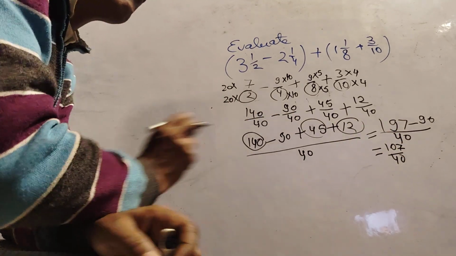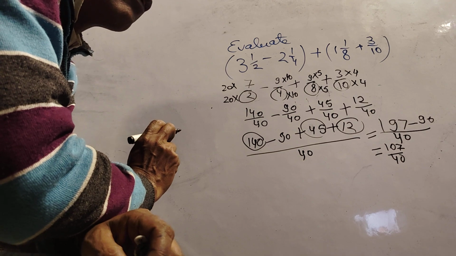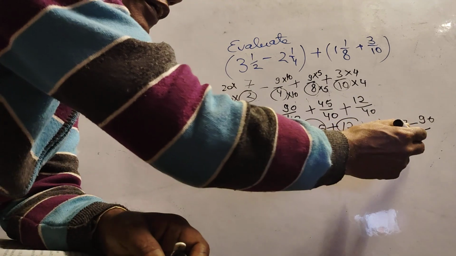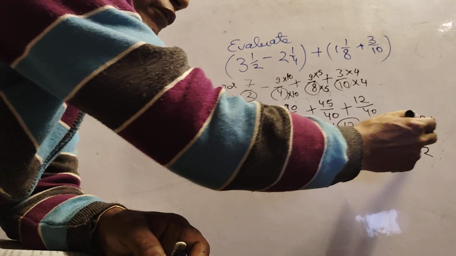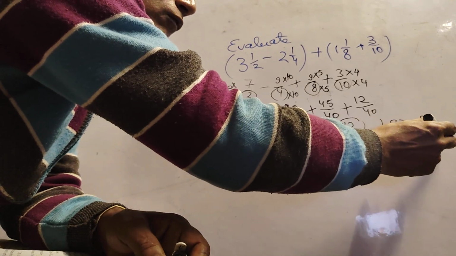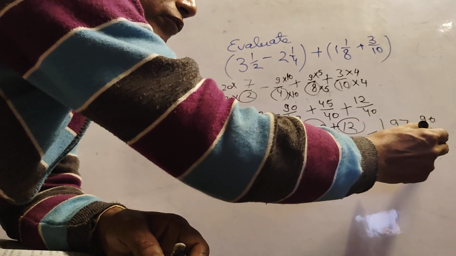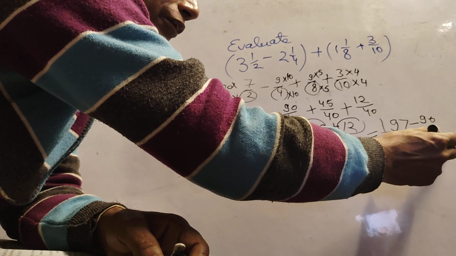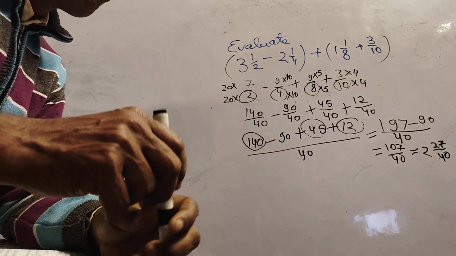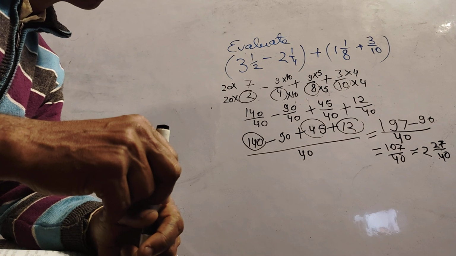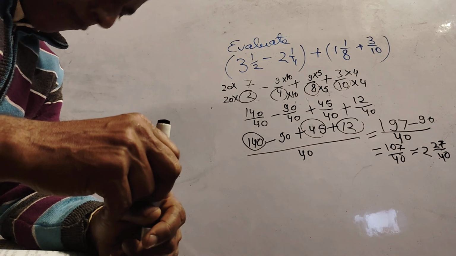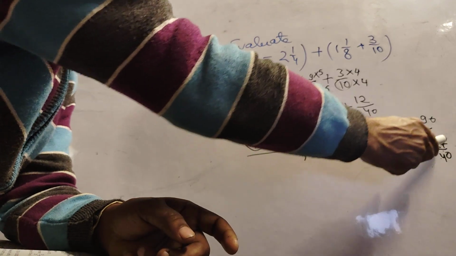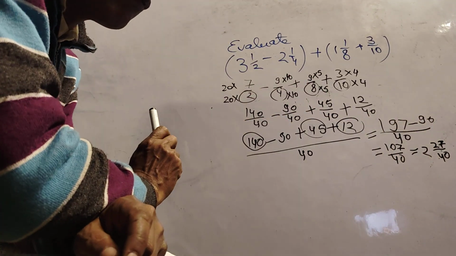107 over 40. So we convert it into a mixed fraction. Wait, 40 2 ja 80, so 27 will be left. So the answer is 2 complete 27 over 40. What's the answer? 2 complete 27 over 40. Okay.